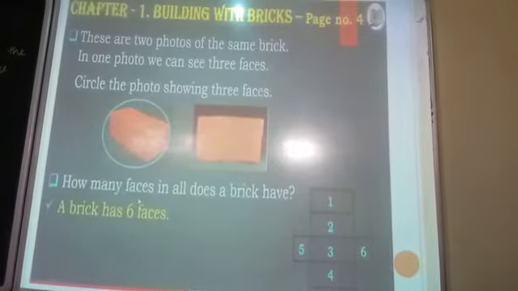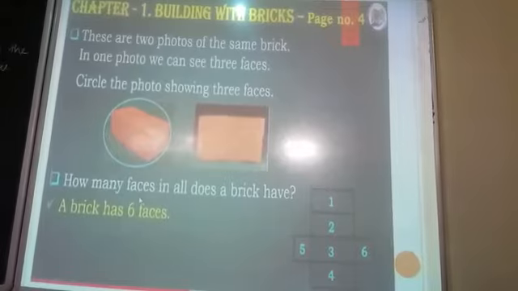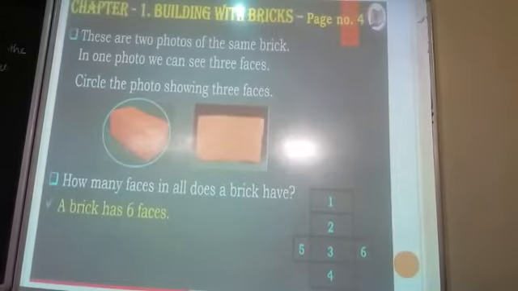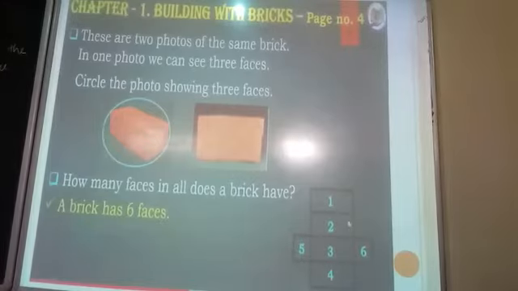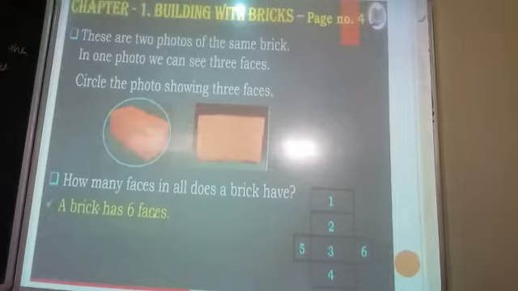As we have already seen, if you draw a rectangle in a cuboid form, you can see 6 faces. These 6 faces you can see here, as I am showing you with the pointer. So 6 faces are there.